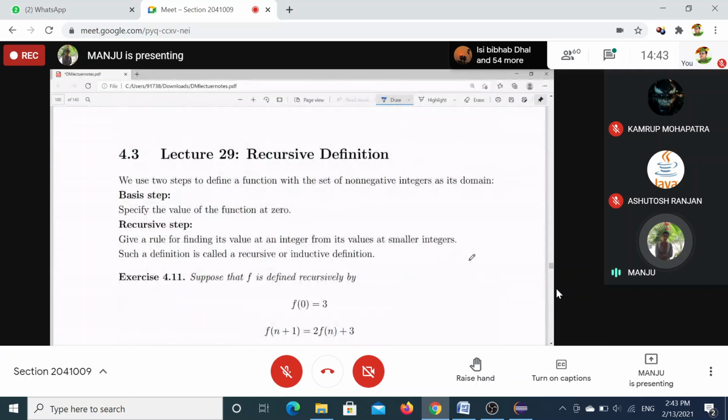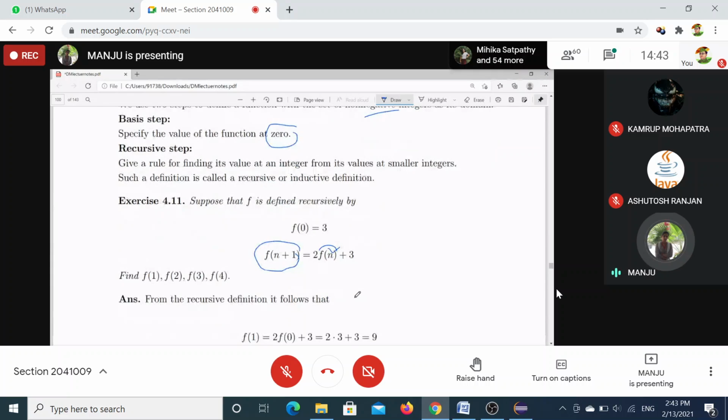Then we did this recursive definition, that is, specify the value of the function at the first element of the set. If it is non-negative, then it is specified at 0. The recursive step is, the value of the function at larger integers you can get from the value of the function at smaller integers. That is, recursively you are able to find the function from the function output. That is your recursive definition.